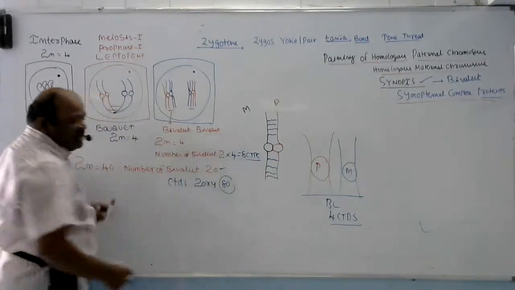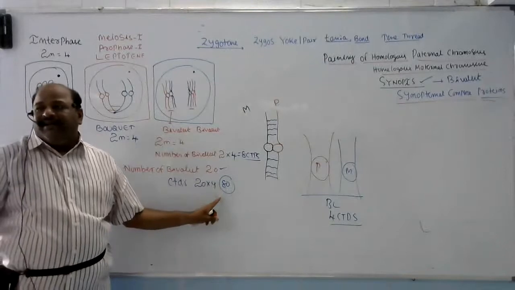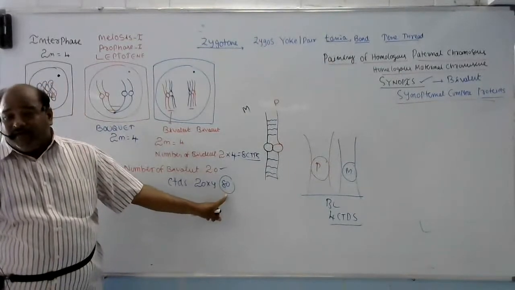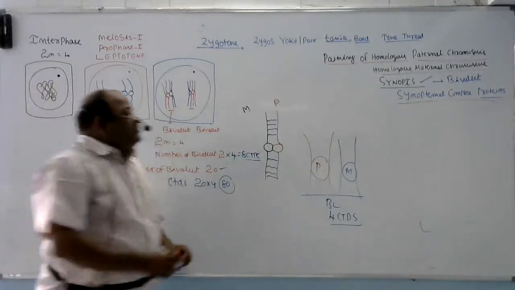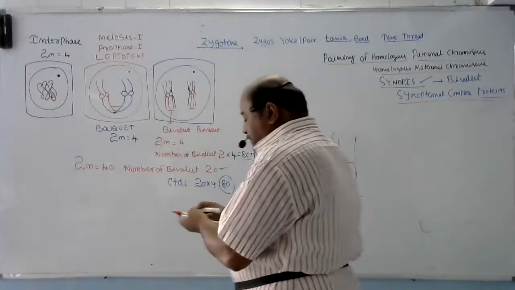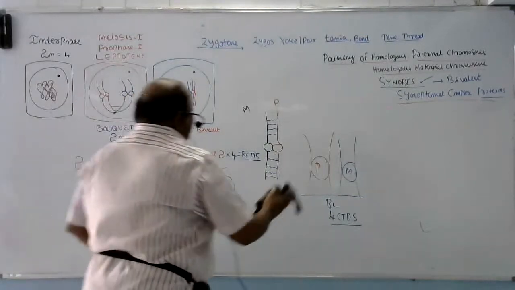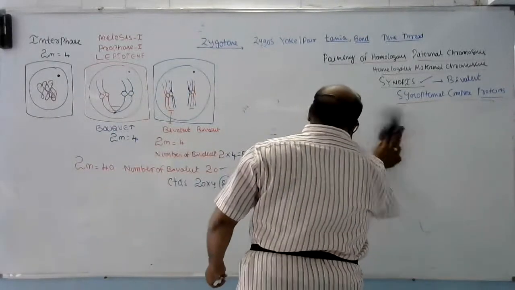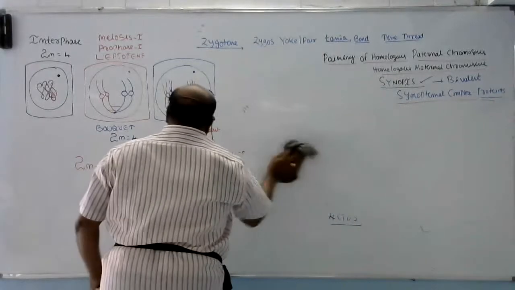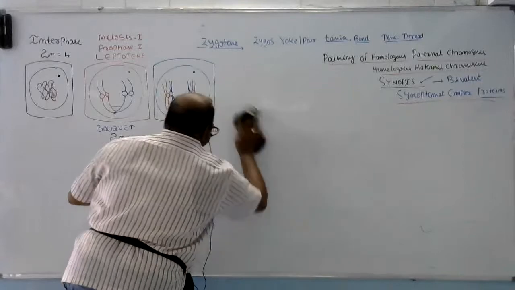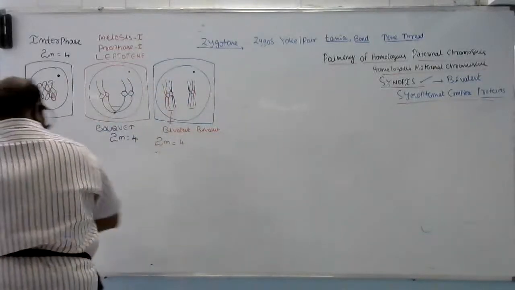Total, how many chromatids are present? 80, for 2n equals 20 chromosomes. So here the pairing process is different in a way. How will the pairing process take place? Look at here. The pairing process has three modes.